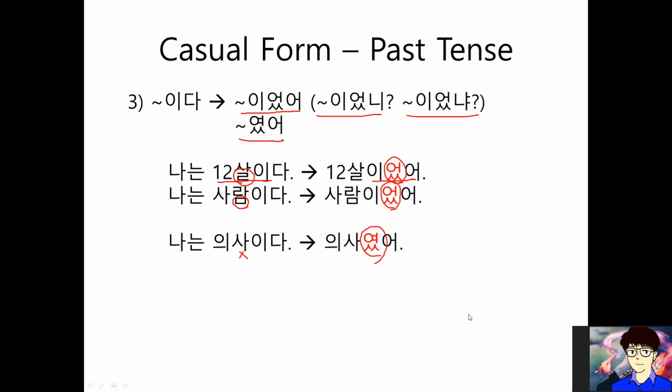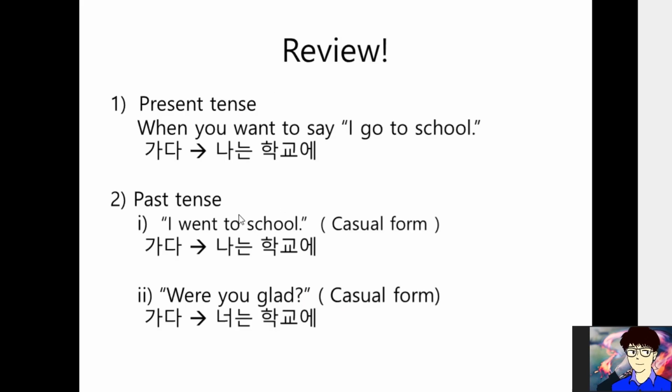Now, let's wrap it up. Okay, we learned present tense and past tense a bit, right? First, present tense. When you want to say, I go to school, in that case, what do you have to say? Good. 나는 학교에 간다. Good. And the second case, past tense. When you want to say, I went to school in casual form, what do you have to say? Good. 나는 학교에 갔어.